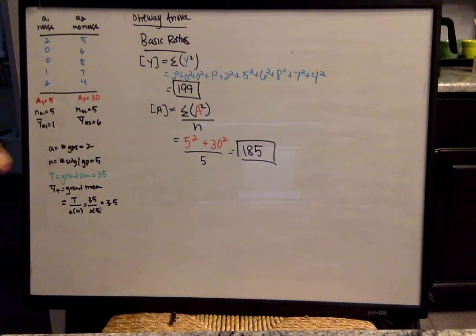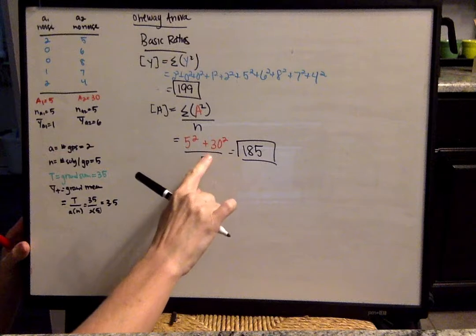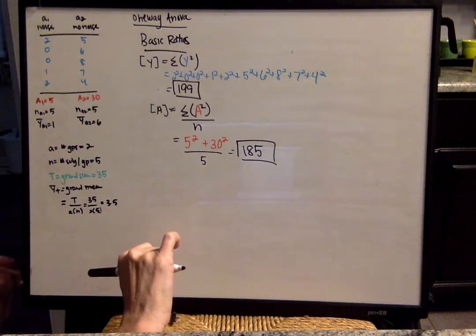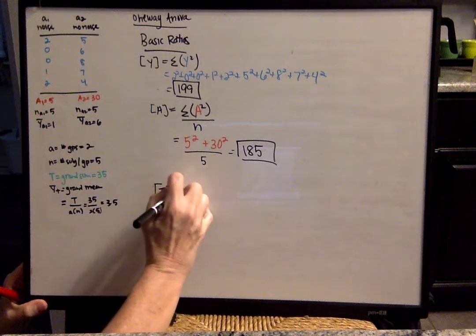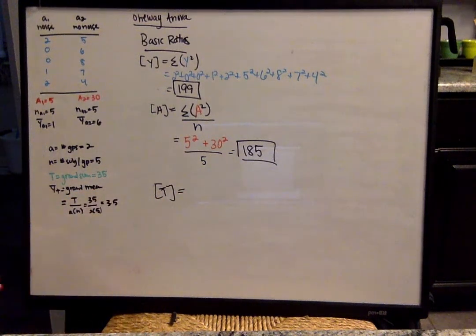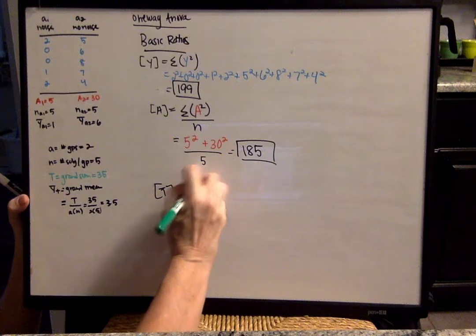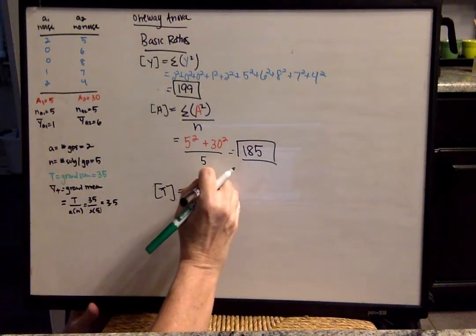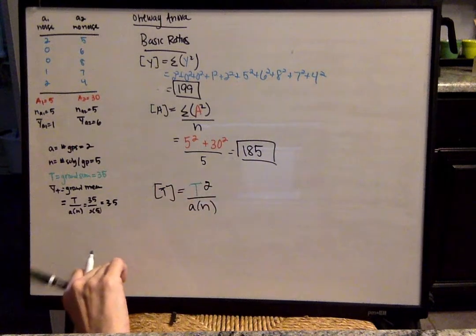We haven't done any magic here. All we've done is take the column sums, square them, add them up, and divide by 5. And then our last basic ratio is the basic ratio for t. Let me get my colored pen here. The formula for this is capital T squared divided by little a times little n.